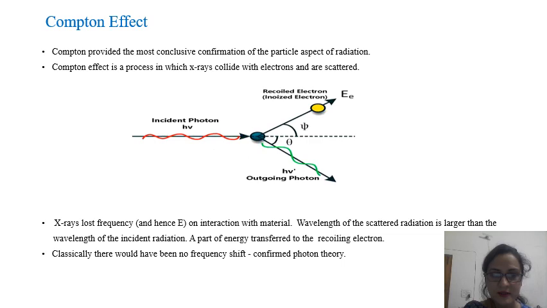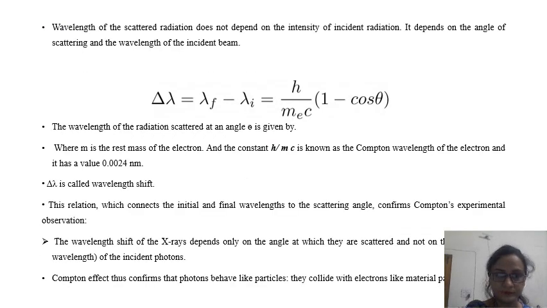The X-ray loses frequency on interaction with the material. The wavelength of scattered radiation is larger than the wavelength of the incident radiation. A part of the energy is transferred to the recoiling electron. Classically, there would have been no frequency shift. This confirmed the photon theory. The wavelength of scattered radiation does not depend on the intensity of incident radiation. It depends on the angle of scattering and the wavelength of the incident beam.